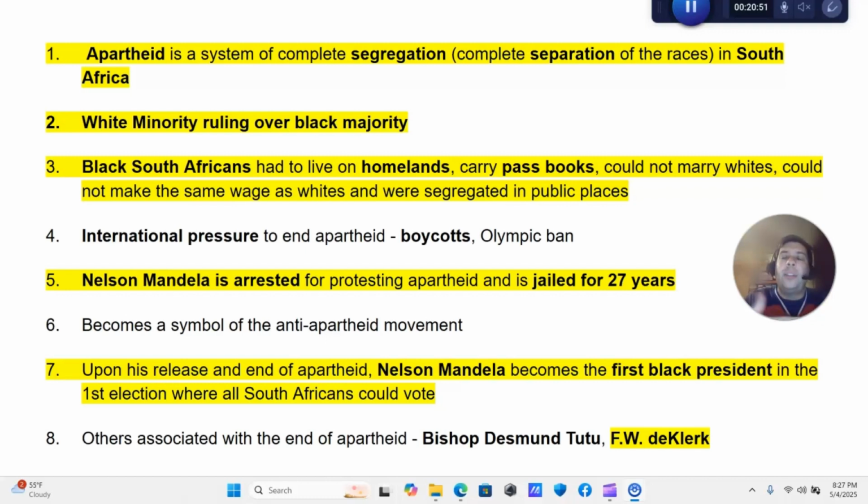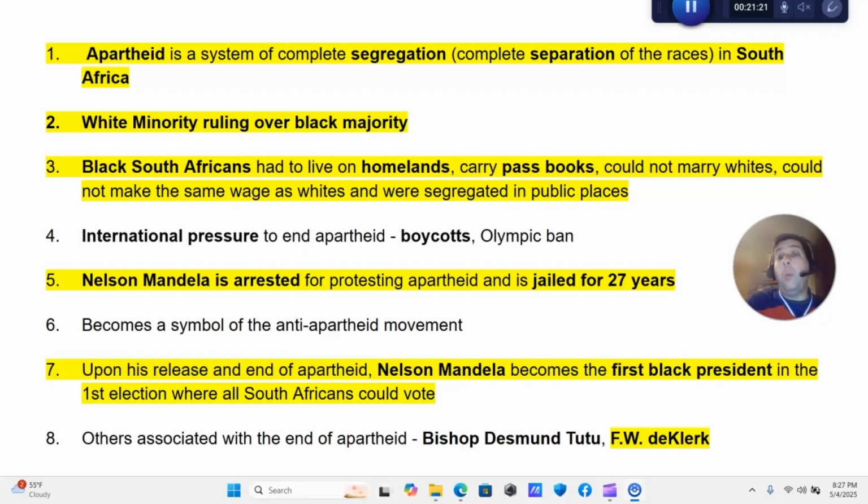We don't really have an exact translatable word to that, but keeping apart, keeping separate, right? The white minority rules over the black majority in South Africa. And this goes up into the 1990s. Black South Africans live on homelands, poor agricultural lands, not a lot of resources. Carry passbooks saying where they worked and where they lived. They could not marry whites.